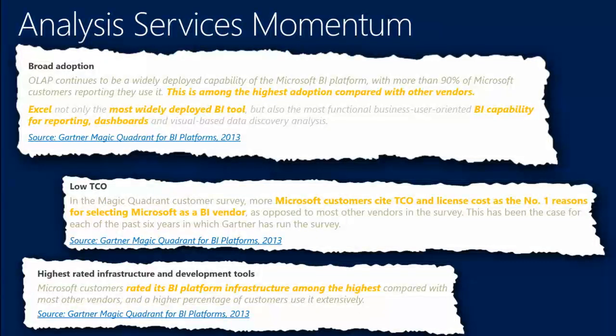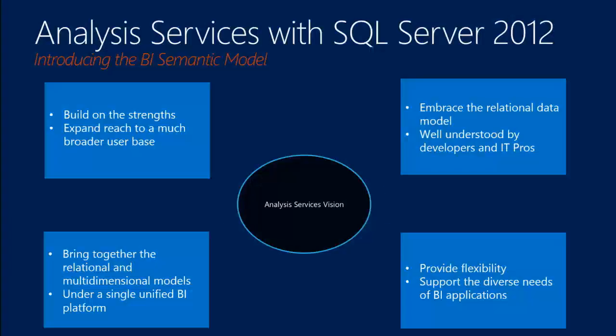But with SQL Server 2012, we tried to close the gap between Analysis Services multidimensional and Power Pivot models. So we introduced the BI semantic model. The BI semantic model is built on the strengths of what we've been doing for 15 years. But we want to expand this to reach a much broader user base. Multidimensional is pretty hard. You need to know things like measure groups, unary rollups, dimensions, attribute relationships, hierarchies. You need to know them well, because otherwise your cube is not going to perform.